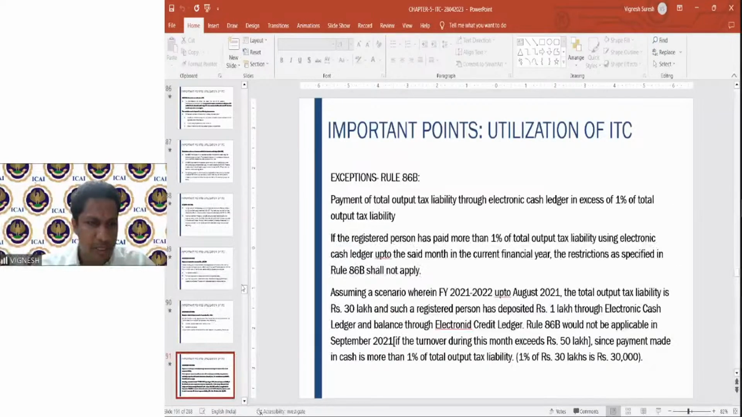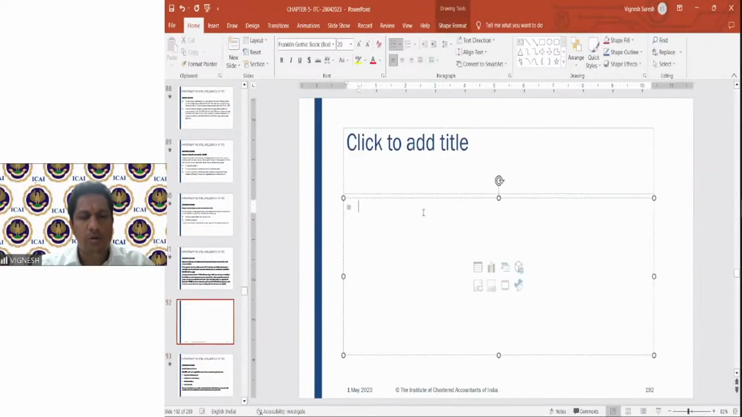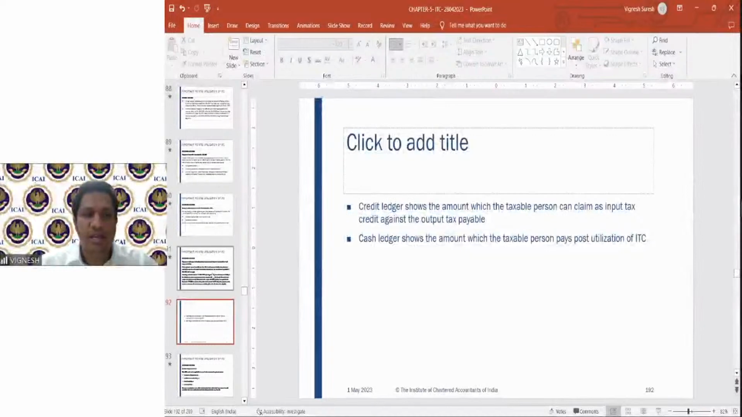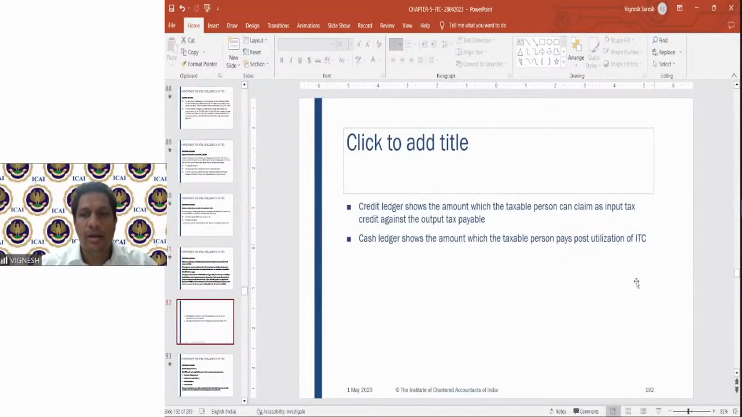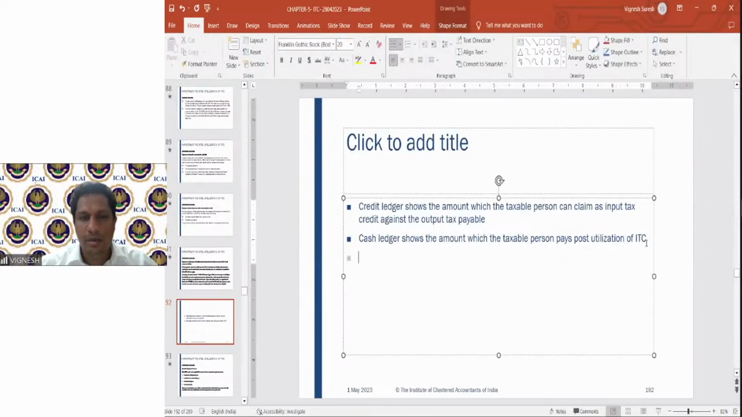Okay, so if you take an example here, how does the respective model work? A credit ledger and a cash ledger. The credit ledger shows the amount which the taxable person can claim as input tax credit. Okay, now let us examine what this restriction is.